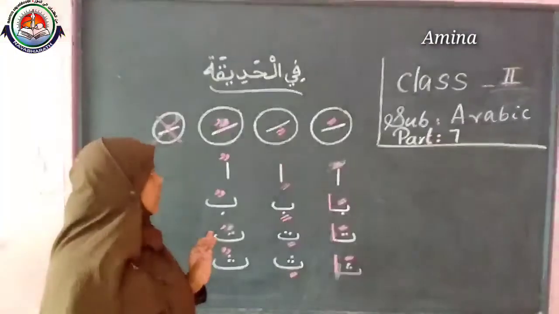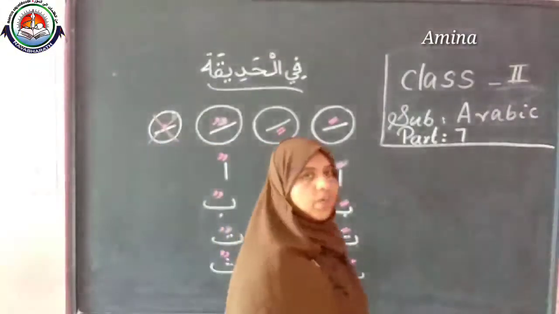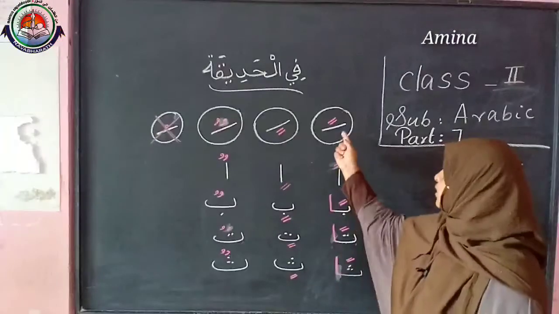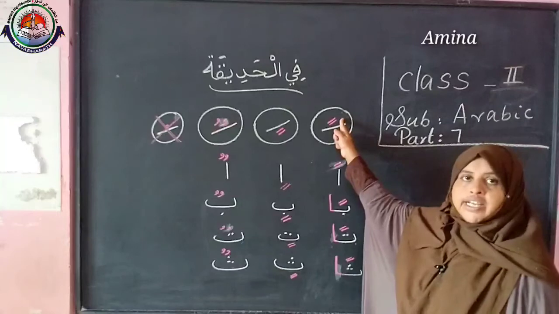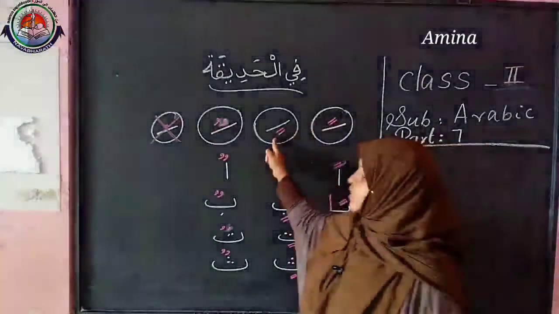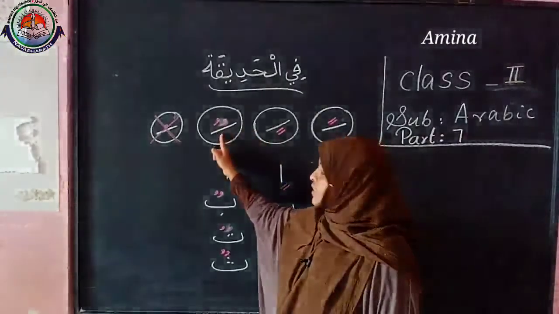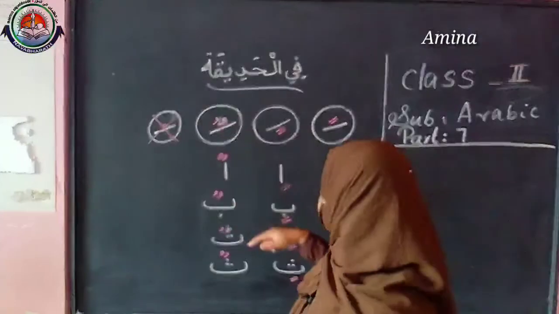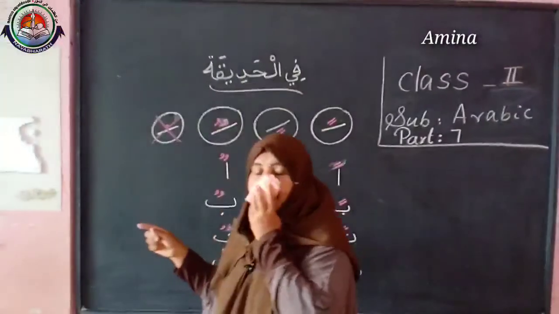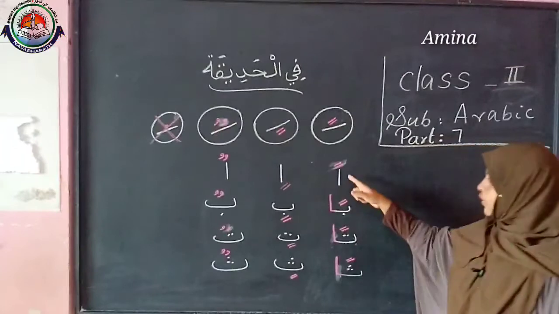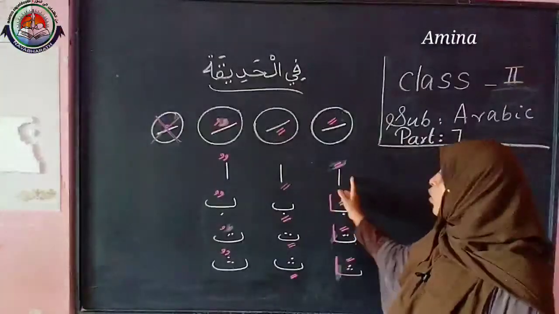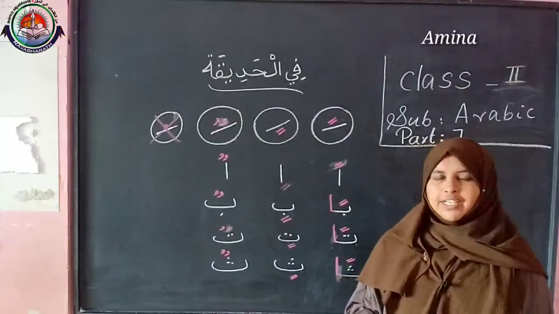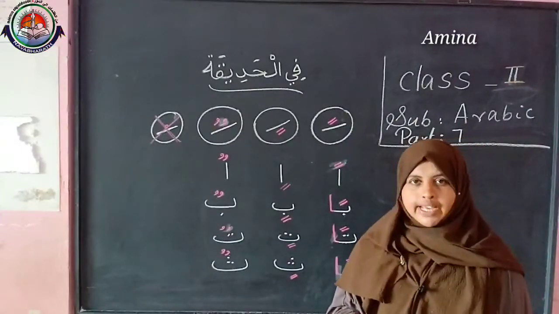What you have to do today? You have to learn these symbols. This is double fatha. This is double kasr. This is double damma. Sukoon will not be there in tanween. Okay. We have to put all these symbols above all the Arabic alphabets. Then we will get the sound of that letter.